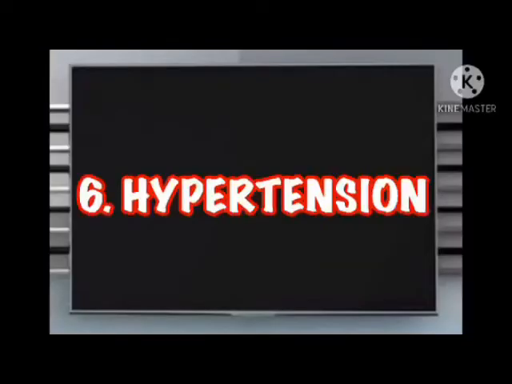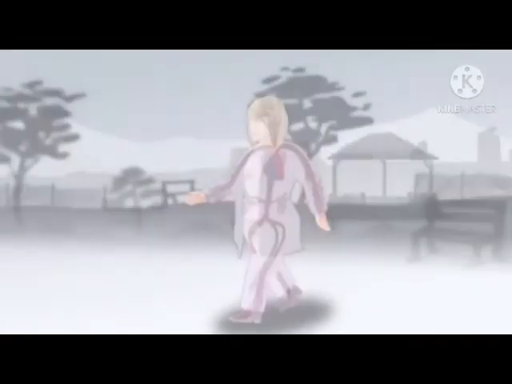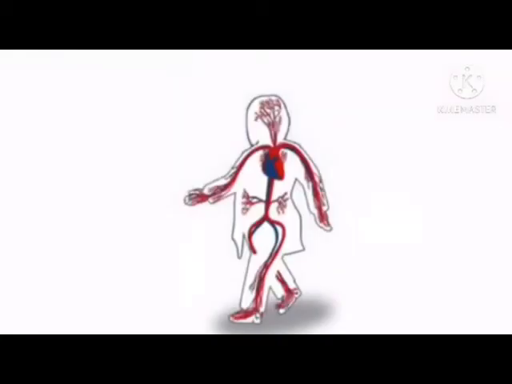Number 6, hypertension. When your heart beats, it pumps blood around your body. As the blood moves, it pushes against the sides of the blood vessels. The strength of this pushing is your blood pressure. As your heart pumps, the flow of blood in your arteries and your blood pressure rises and falls in a regular wave pattern. Pressure is shown as two numbers.